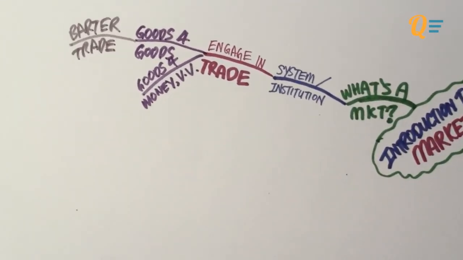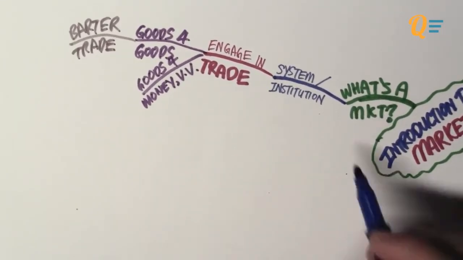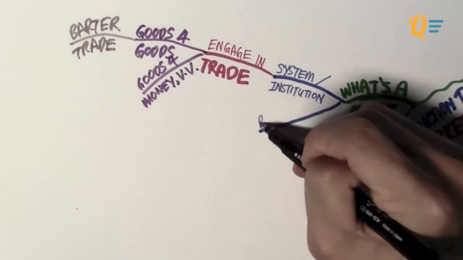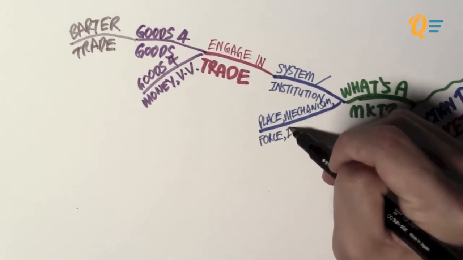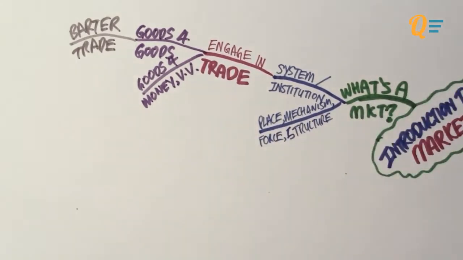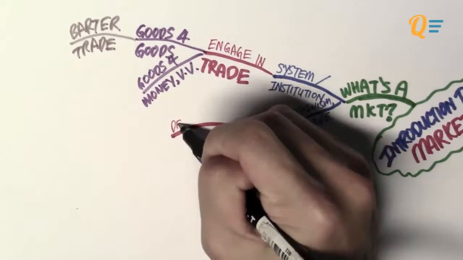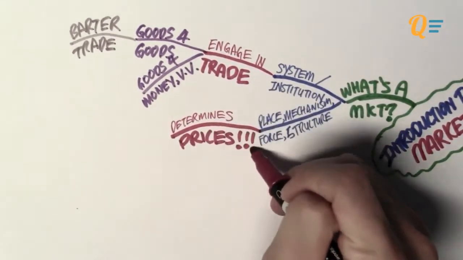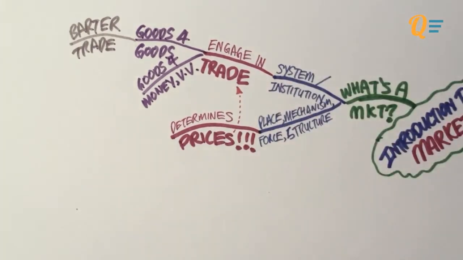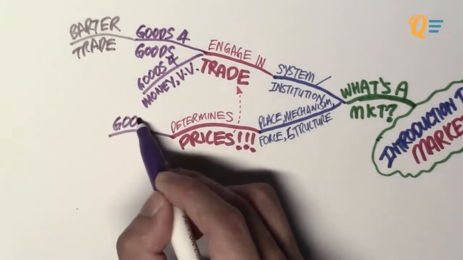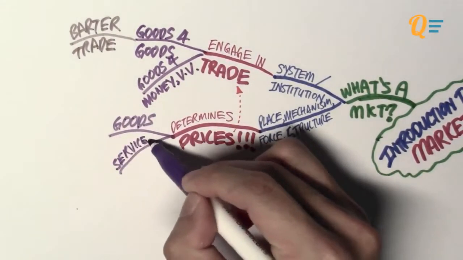If I were to explain it in a simple way to understand, I would call a market a place, a mechanism, a force, or a structure. Okay, it is a place, mechanism, force, or structure that determines prices. The price is really important because it determines whether there's going to be trading done and how much quantity of goods is being traded. So the market actually determines the prices of goods and services.